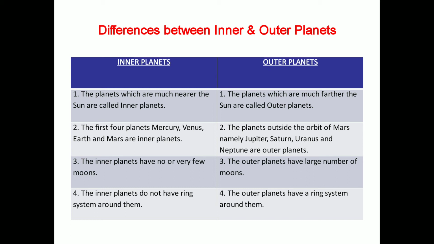The inner planets have no or very few moons, but the outer planets have a large number of moons. The inner planets do not have a ring system around them, whereas the outer planets have a ring system around them.